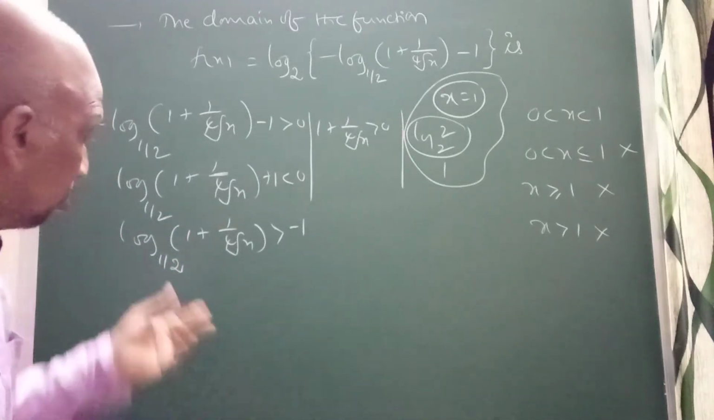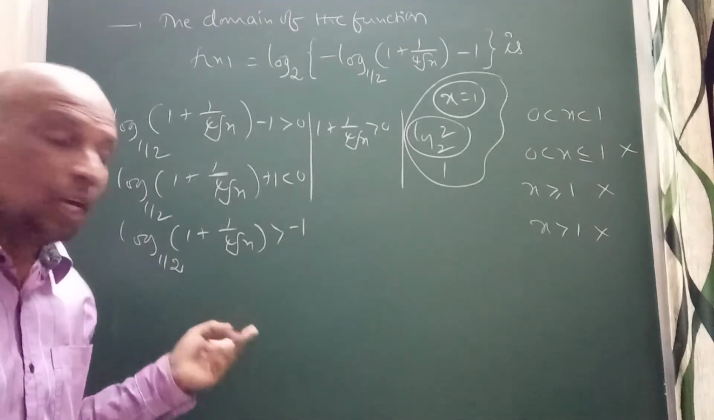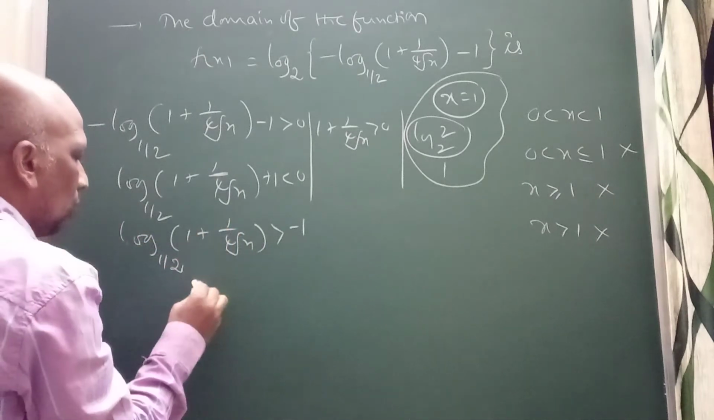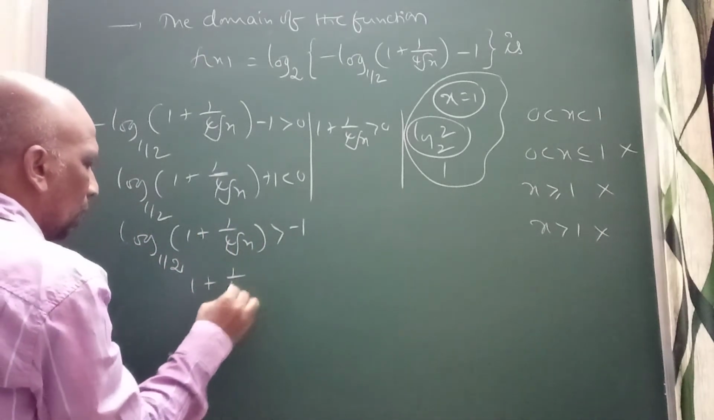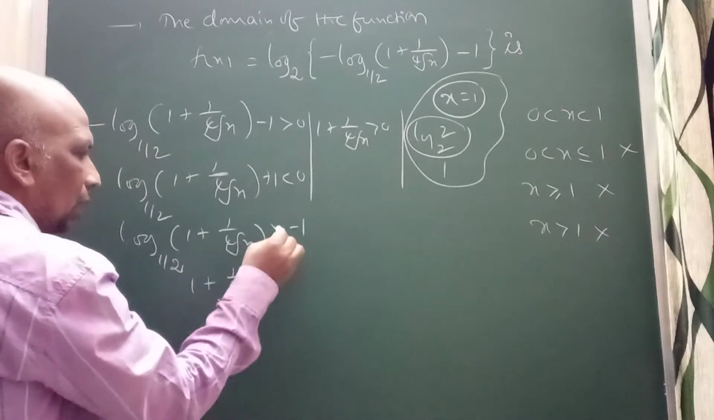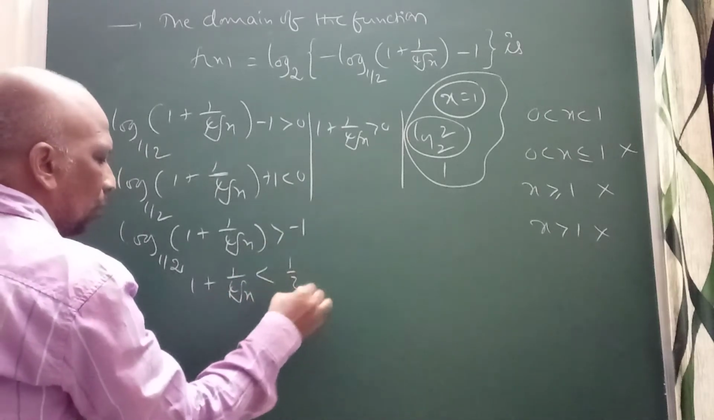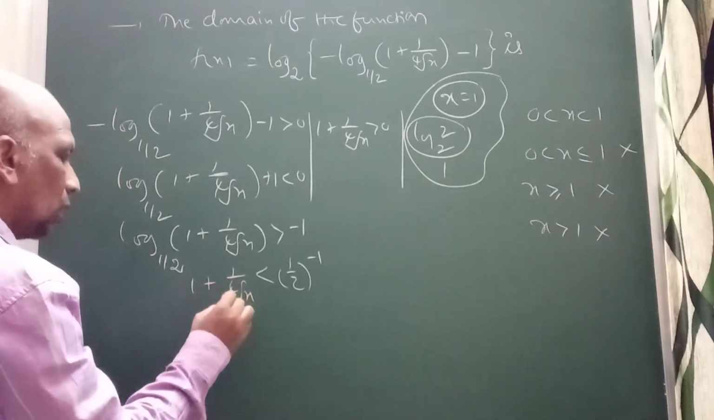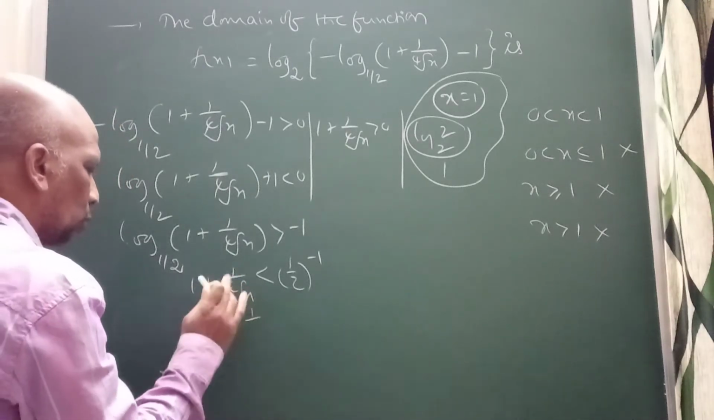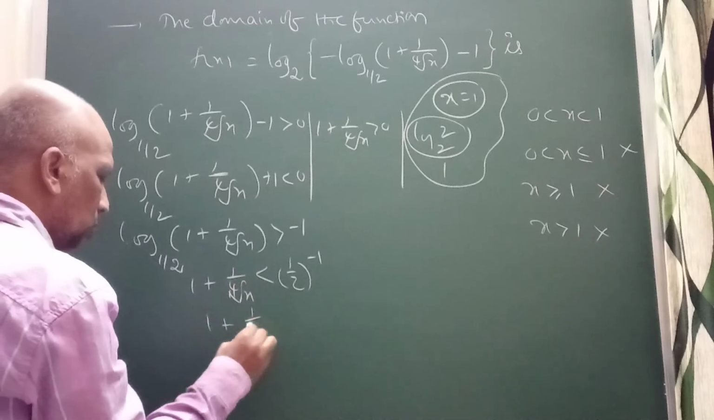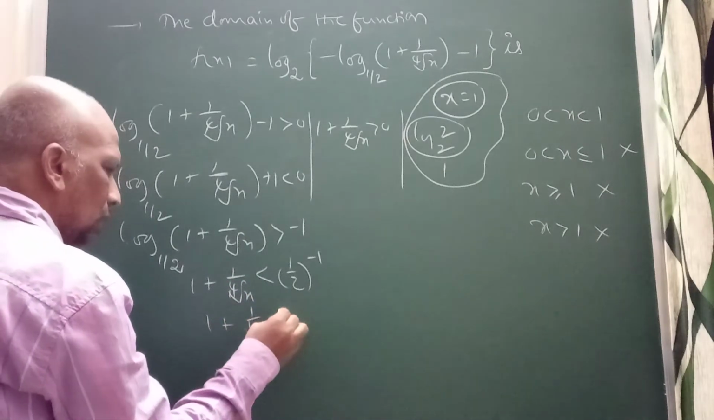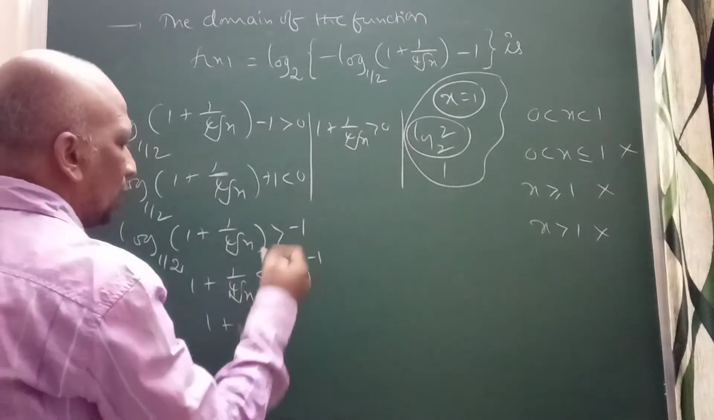Whenever the base is between 0 and 1, you should be careful if you want to remove the logarithm. If you remove the logarithm, greater than will become less than: 1 plus 1 by 4th root of x is less than 1 by 2 whole power minus 1. Now you can check here 1 plus 1 by 4th root of x. This is the 4th root of x, so less than 1 by 2.